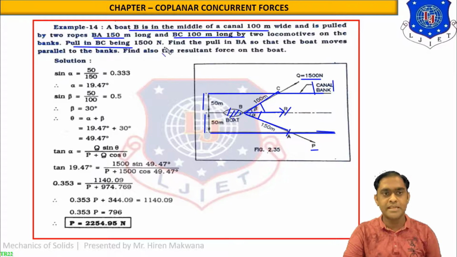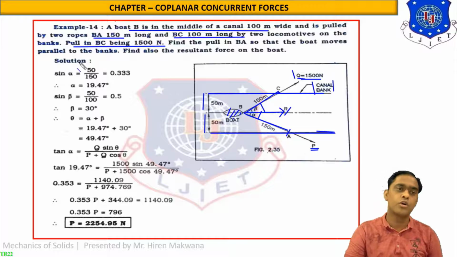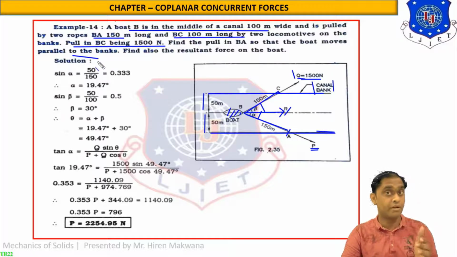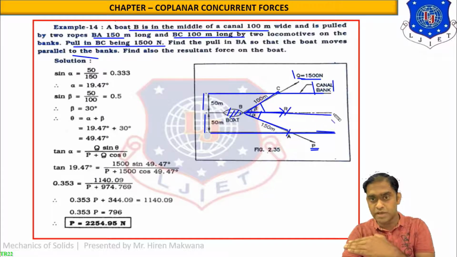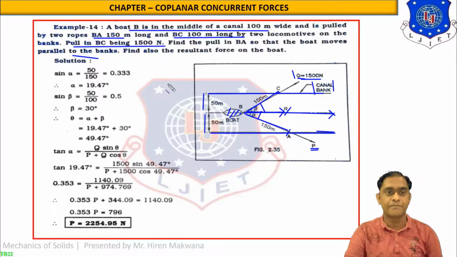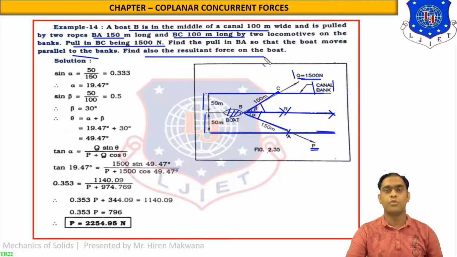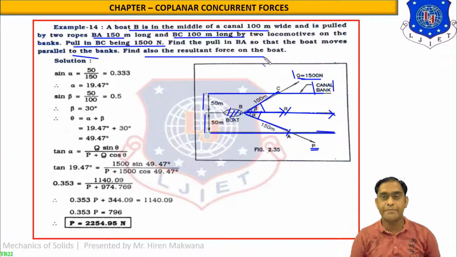The pull in BC being 1500 Newton. So Q is equal to 1500 Newton, the pull in BC, the tensile force. Find the pull in BA. So we have to calculate the pull P in the rope BA, so that the boat moves parallel to the banks. Remember, the boat is moving parallel to the banks, meaning in the horizontal direction, this direction. So in this direction we have to find the resultant. Find also the resultant force on the boat. We have to calculate R and P both. Clear? Hope you are clear.